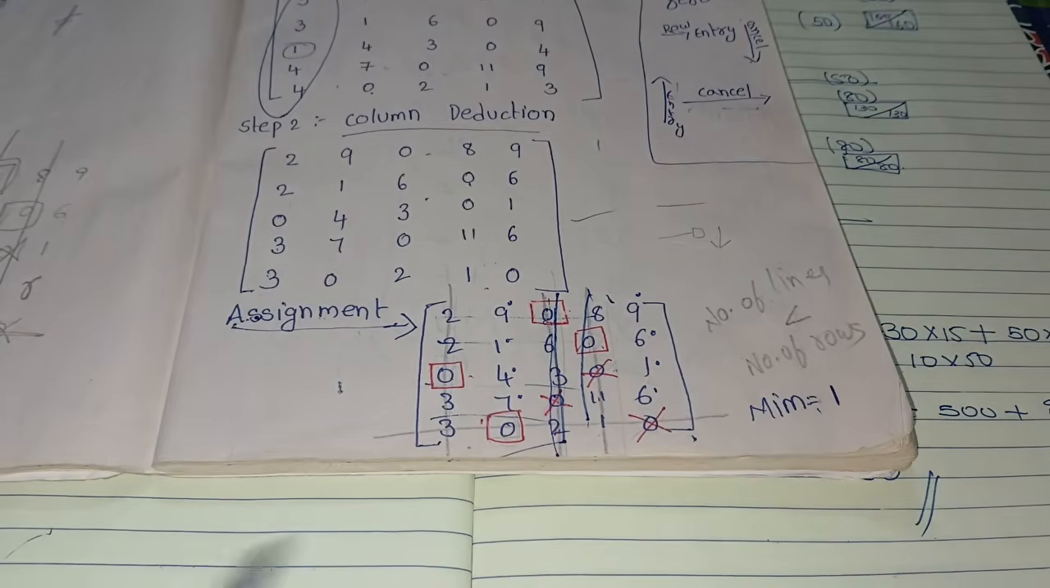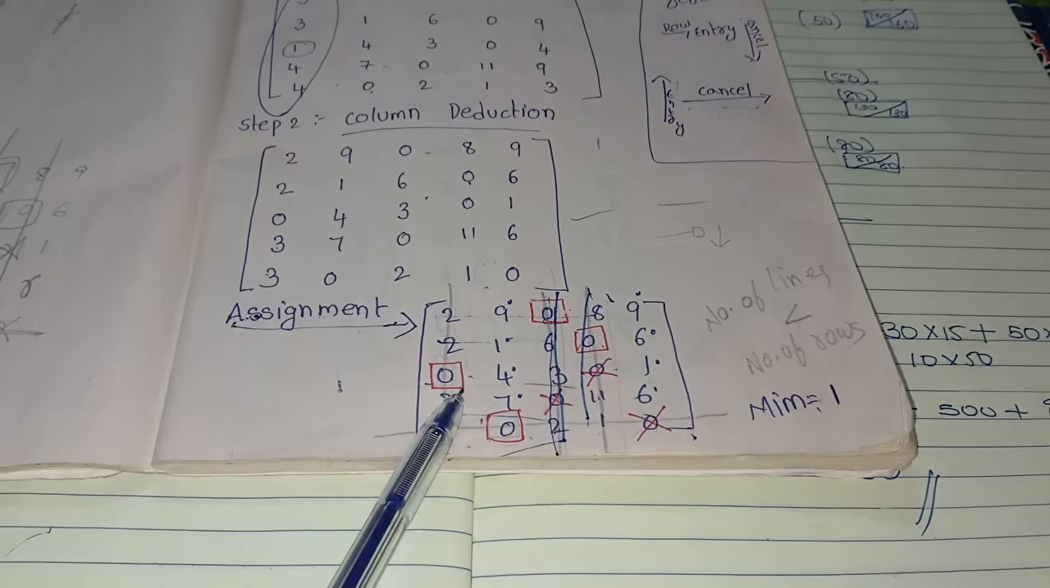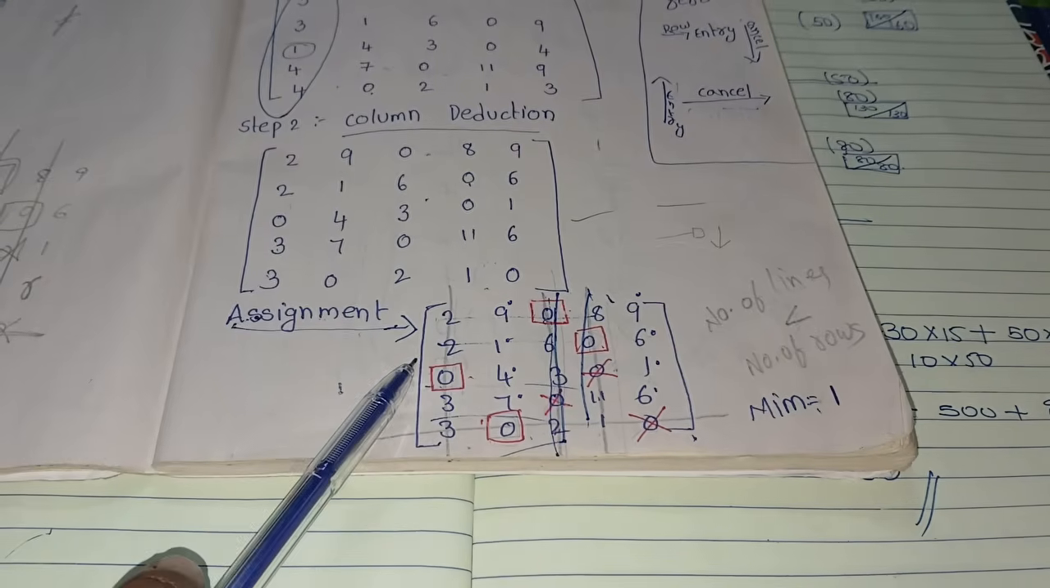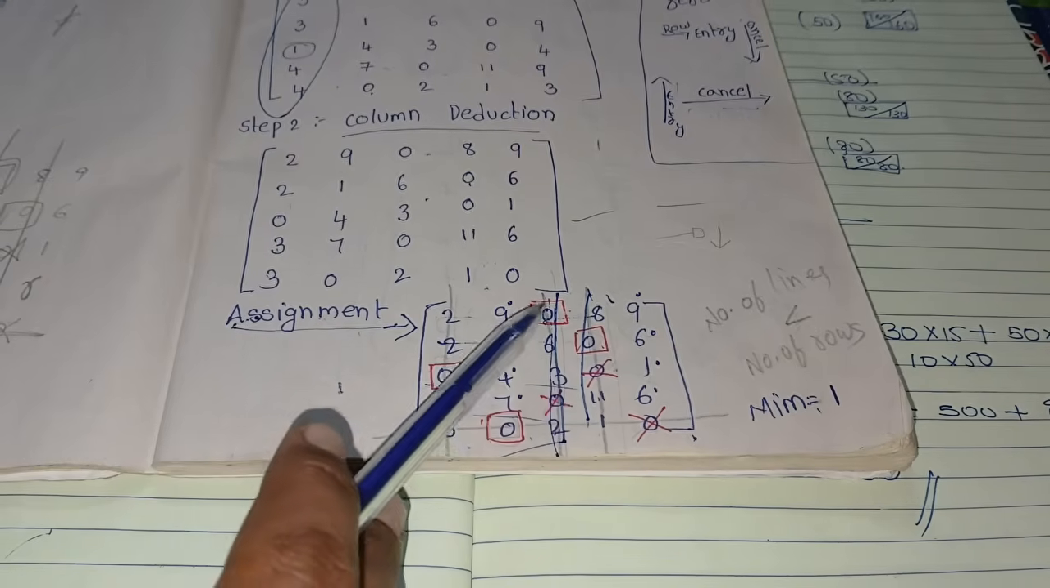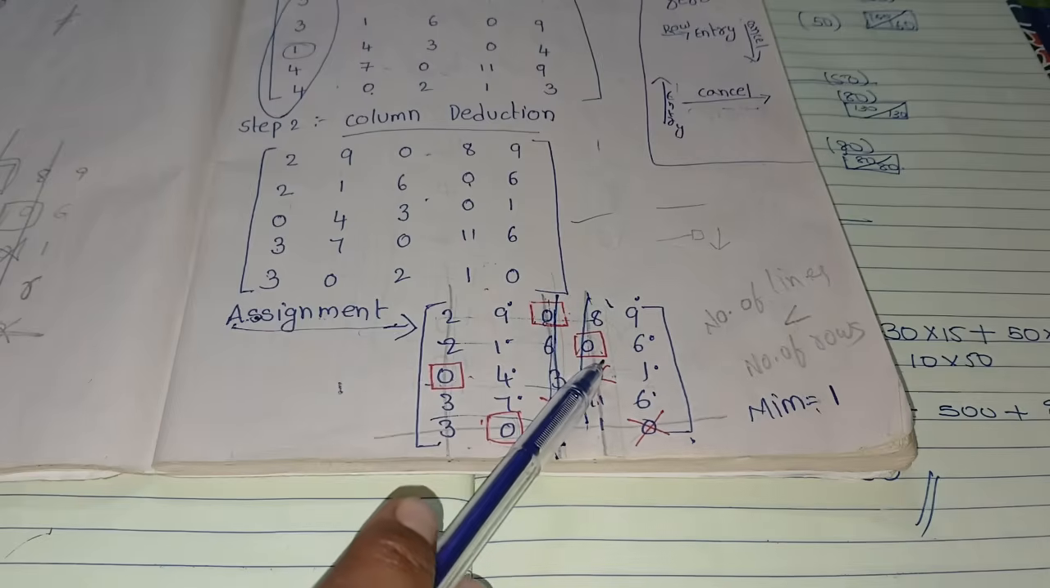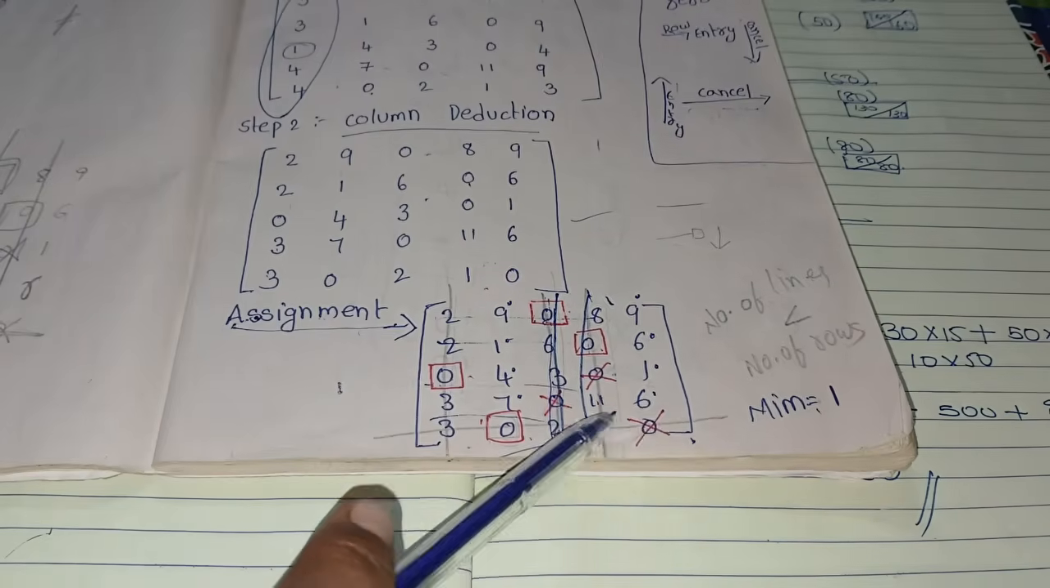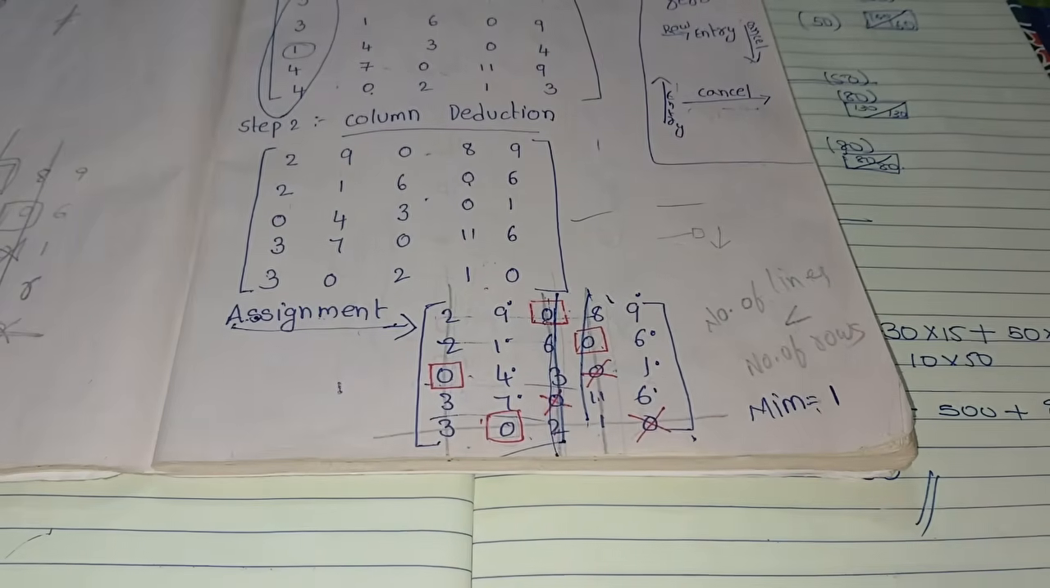Out of these 2 zeros, see here, the first job is there, the second job is there, the third job is there, the fourth job is there. But for the fifth one you do not have any 0. So at that time you need to assume that the question is not yet over. The question is not yet over.